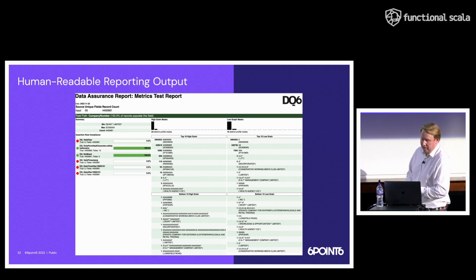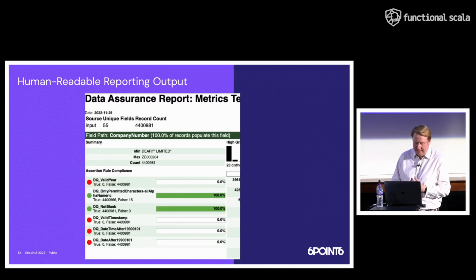One thing that's really helpful here is to have human readable output. So this is some output from our code. Our code's called DQ6. And this is basically a single field in Companies House. This is the UK Register of Companies. What you can see is, firstly, the compliance to rules. So there's 6 rules here. 4 of them are about years and dates. Company names aren't dates, so there's 0%. That's kind of good, right?